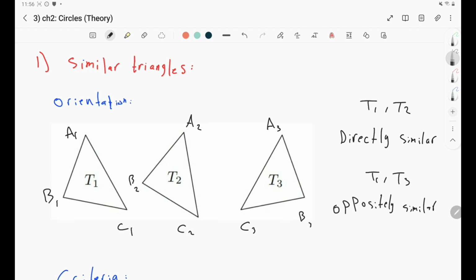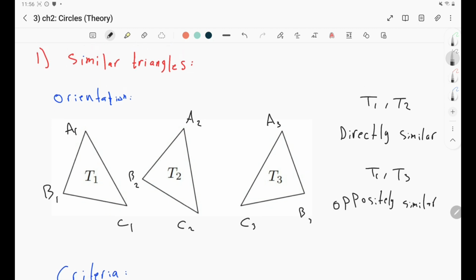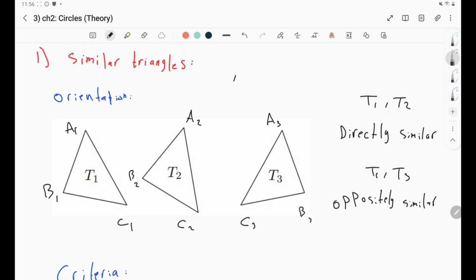Otherwise, the good idea that you should always follow is to write them in the same way, like this. For example, don't write them like this, because if you write them like this, C3 and then B3, you're going to screw up when you write the ratios, because you're not writing each two angles to be equal, right? So always respect that when you write the similarity.